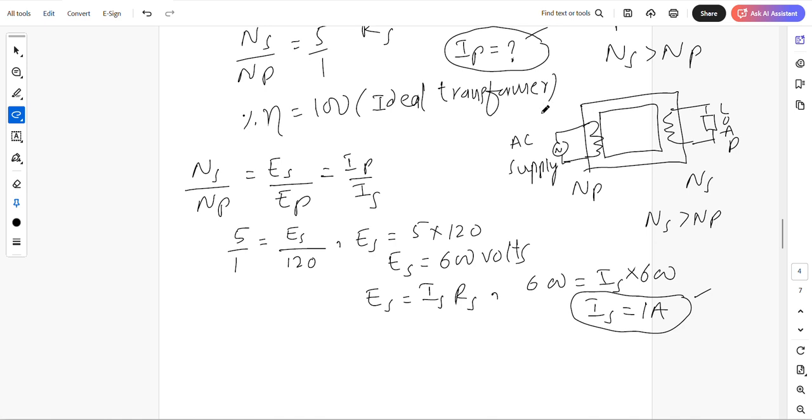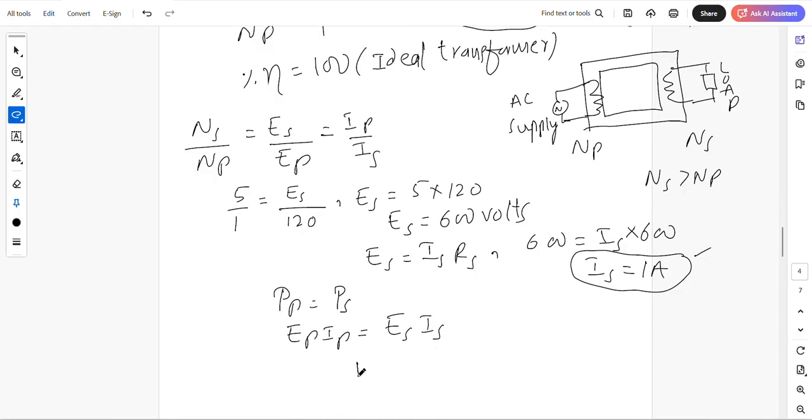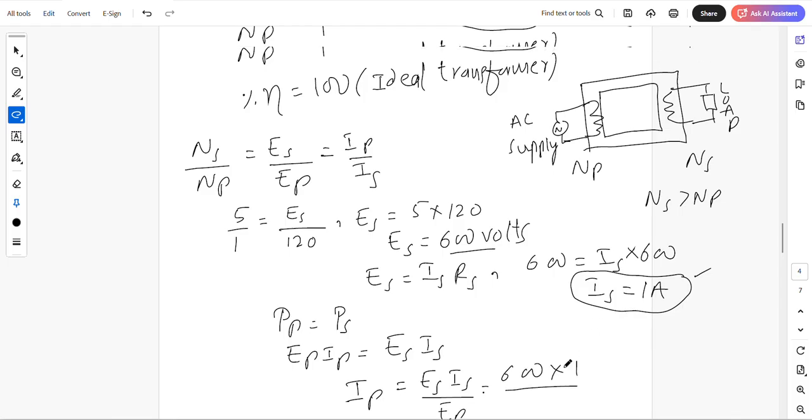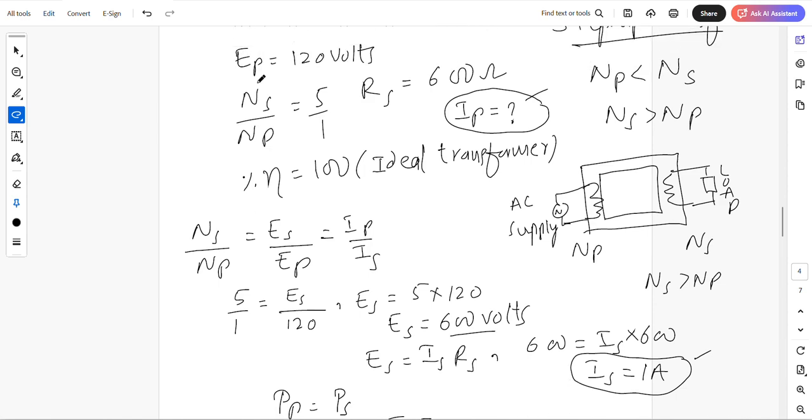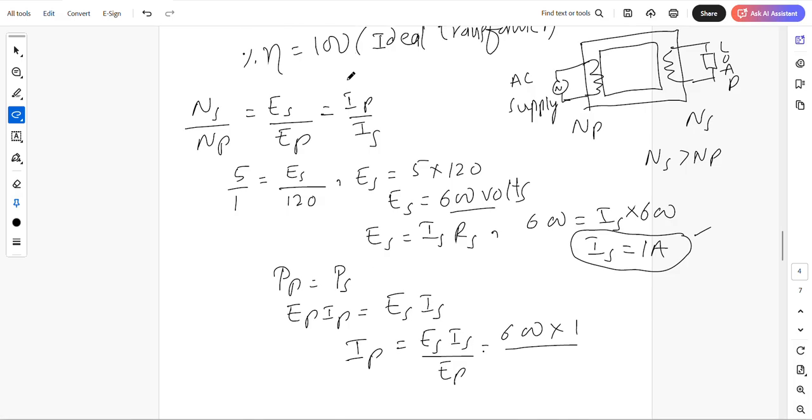We know that for an ideal transformer, PP is equal to PS. That is equal to EP IP is equal to ES IS. From here, you can calculate the value of IP. IP is equal to ES into IS divided by EP. How much is ES? Just now we calculated 600, right? How much is IS? 1, divided by EP is given. EP they have given 120 volts, right? 120 volts.